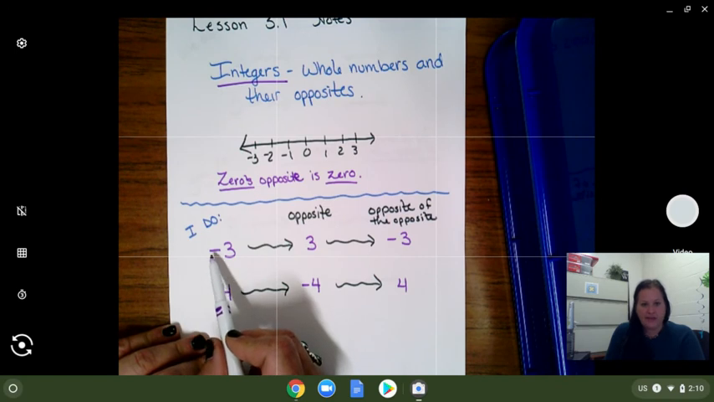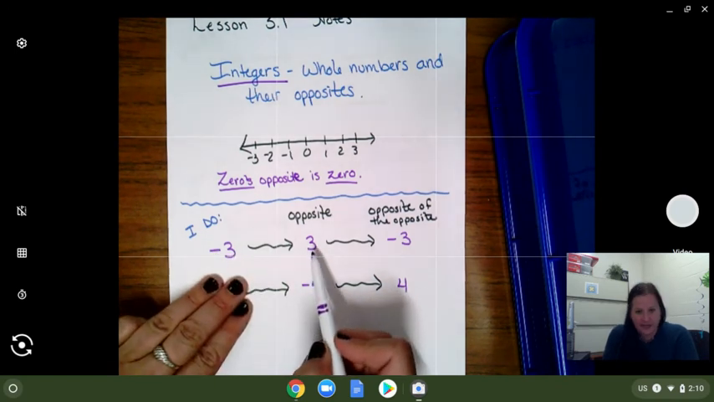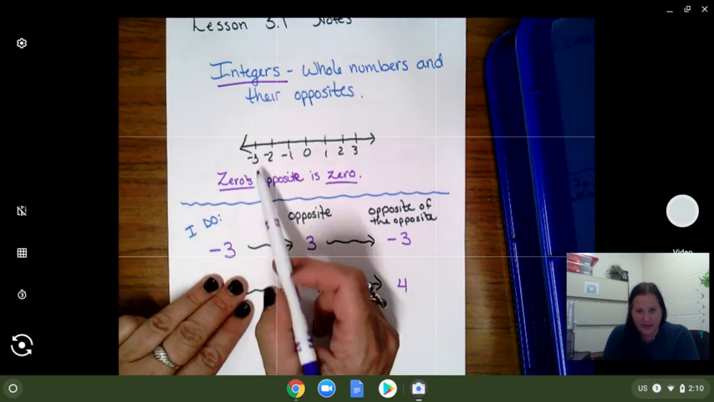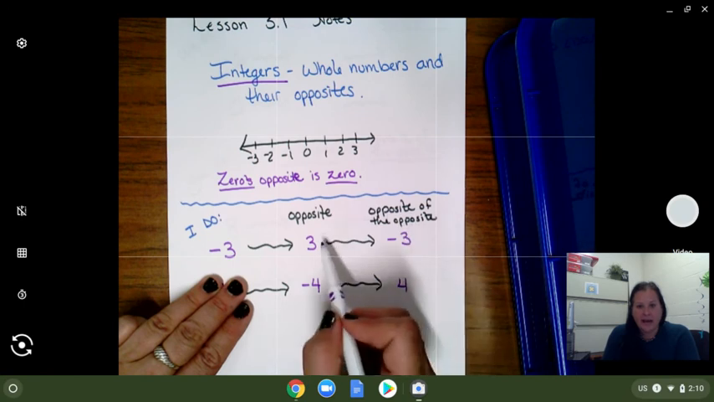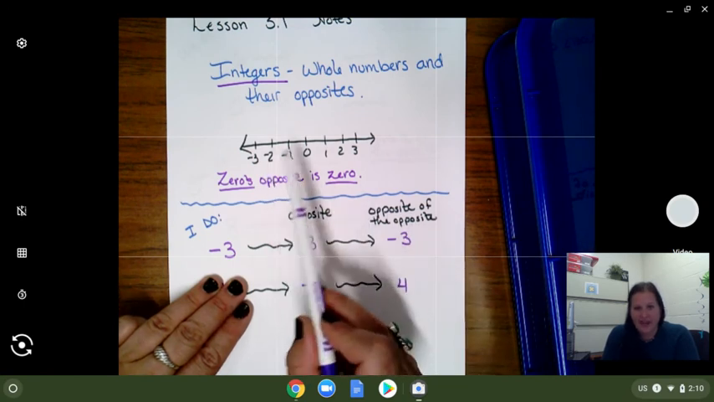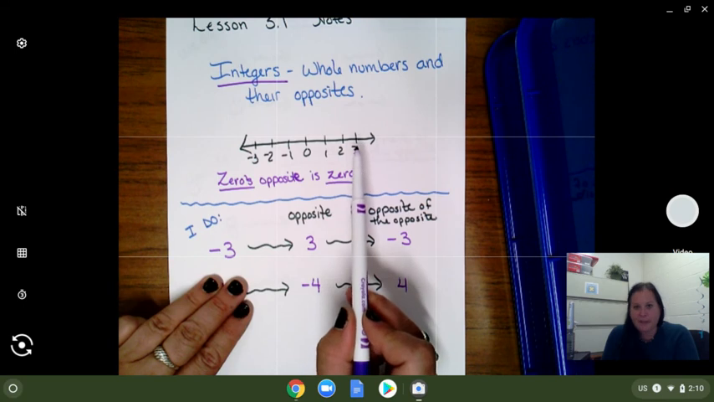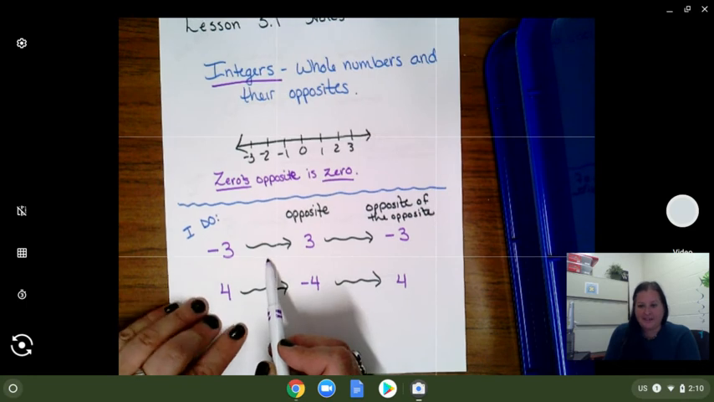Next, we have a -3 and we want to know its opposite. So the opposite of a -3 is a +3. It's exactly opposite 0. The opposite of that opposite is back to -3. So we have the opposite is a 3. The opposite of this opposite is the -3. They will ask you that today in your assignment.